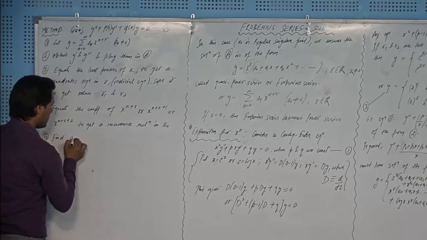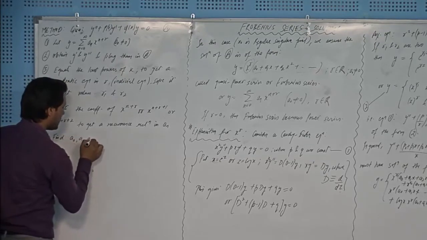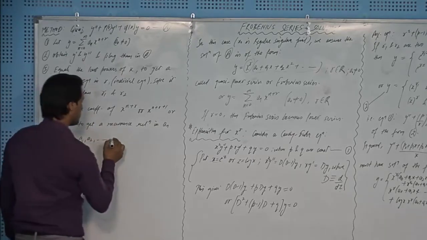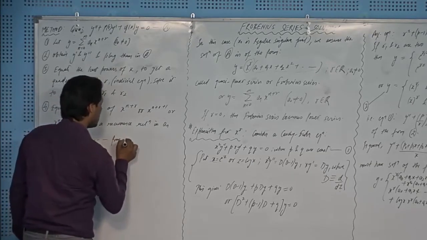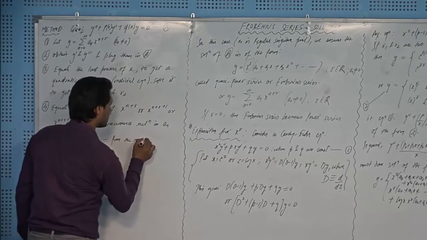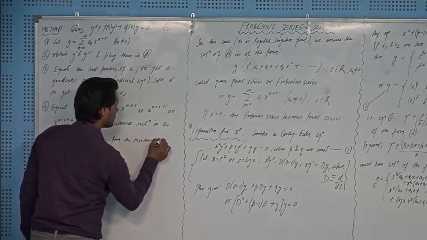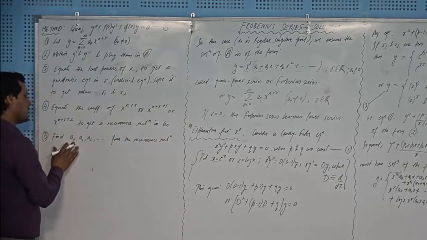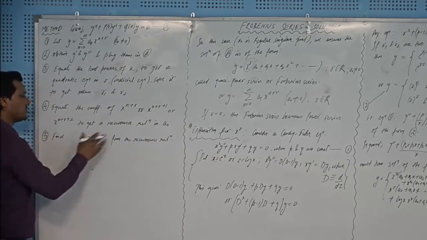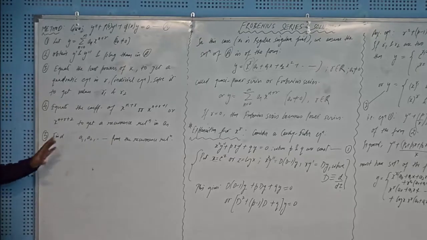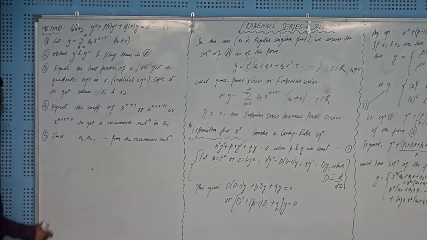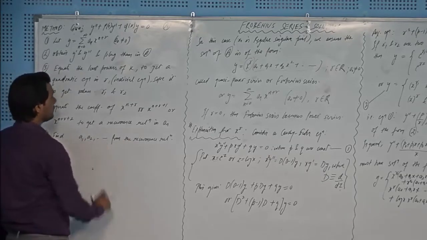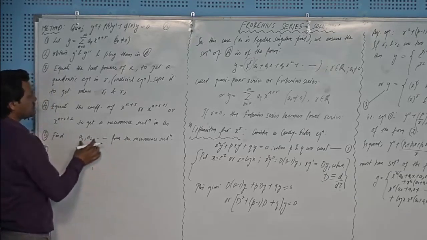Okay, then we will find a naught, a1, a2, etc. from the recurrence relation, right? Generally a naught is not found, we find a1, a2 and so on, because a naught is unknown. Sixth, after finding all of these coefficients, I will put those coefficients here.